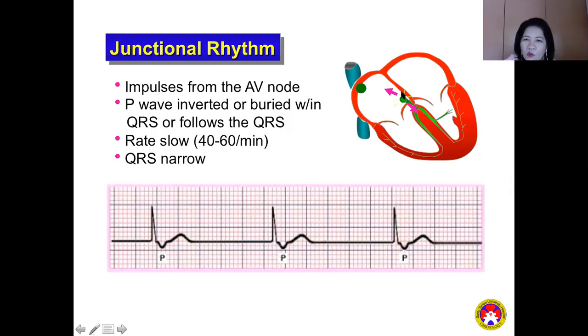Now, sometimes the wave of depolarization is retrogradely conducted to the atria, depolarizing the atria. If that happens, you will see a P that is inverted. It can occur just before the QRS or just after the QRS. So this is a junctional escape rhythm.